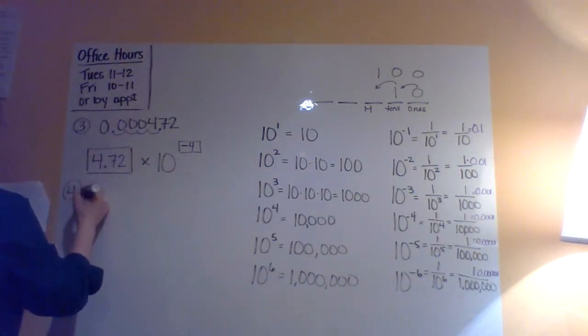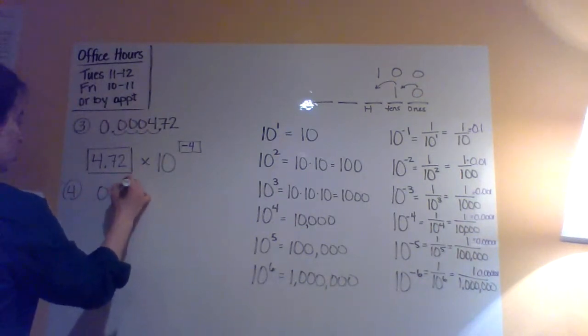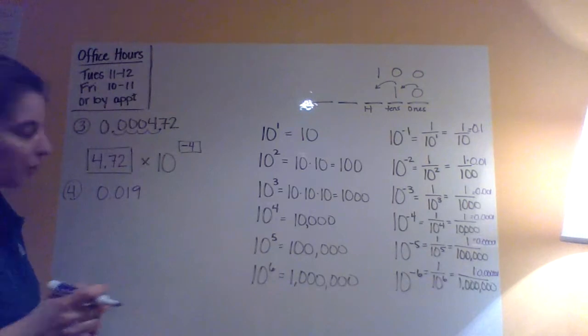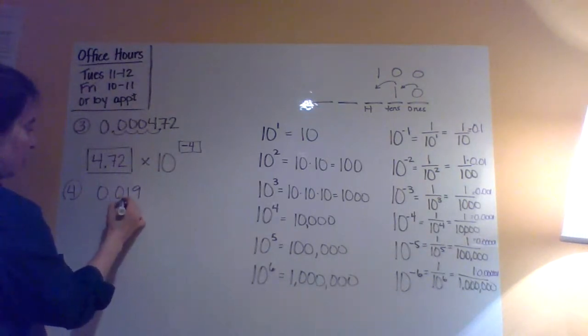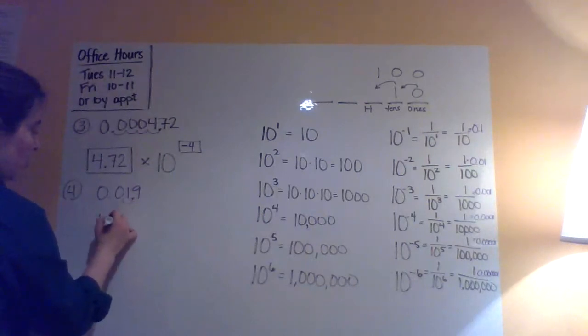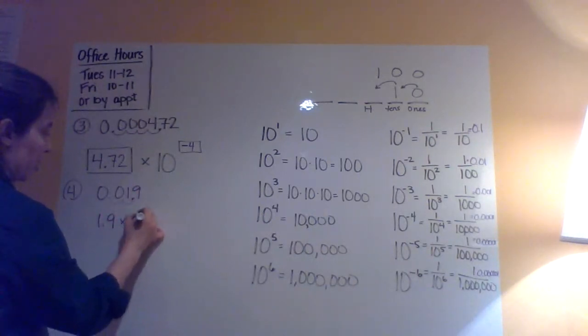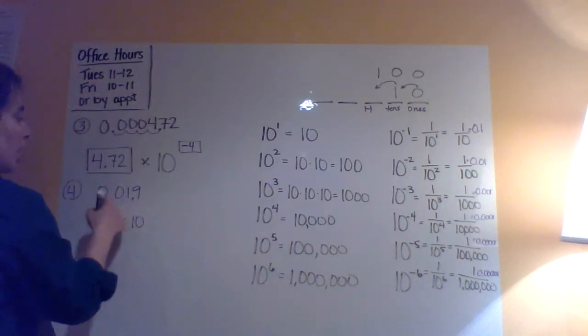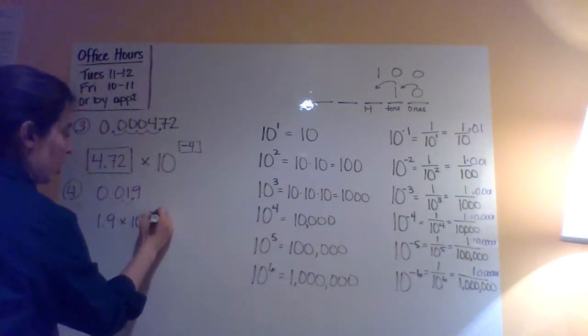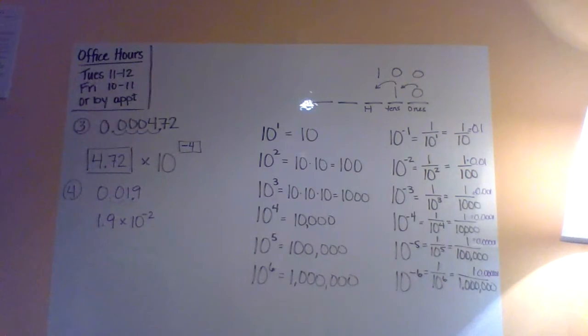Okay, number 4. 0.019, 19 thousandths. Again, I'm going to move my decimal point over until there's one non-zero digit in front of it. So 1.9 is between 1 and 10. I moved it 2 places. Because I started out with a smaller number than 1, I have to have a negative exponent.